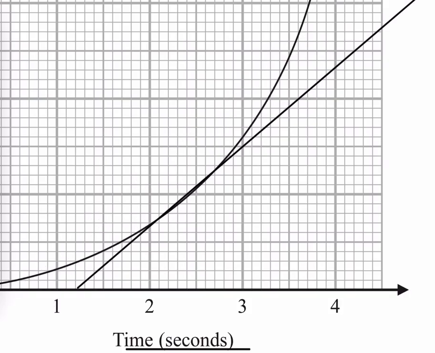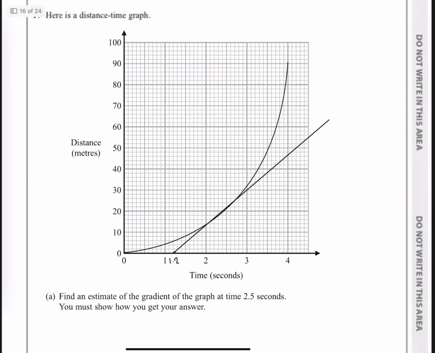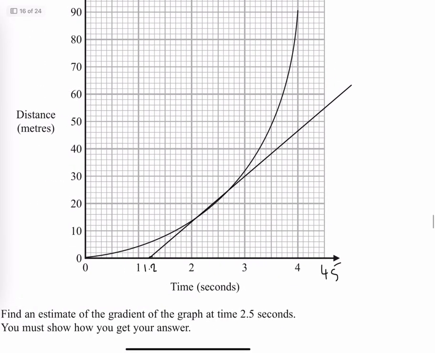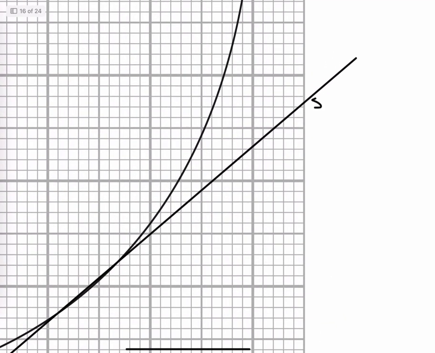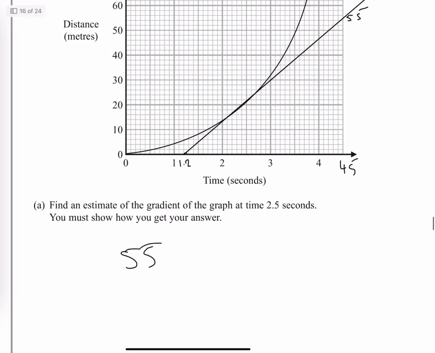So this goes from 1.2 to 4.5, and it goes up to a height of 55 from 0. So that gives me 55 over 4.5 minus 1.2, which we type into our calculator.